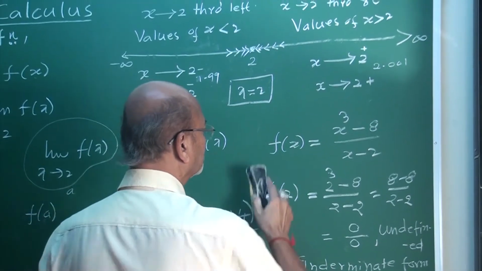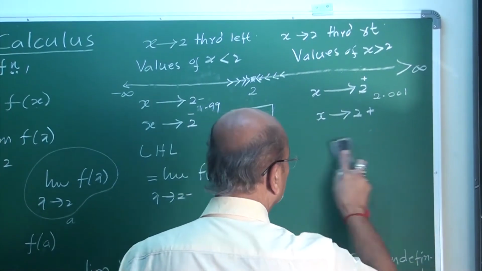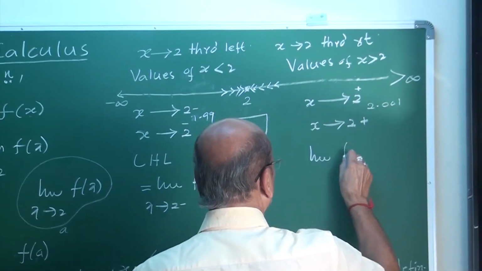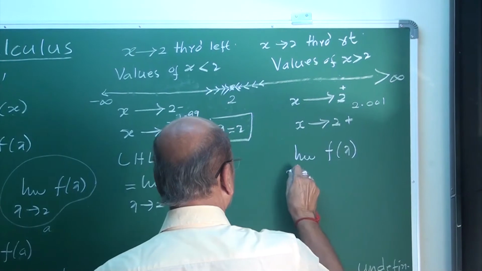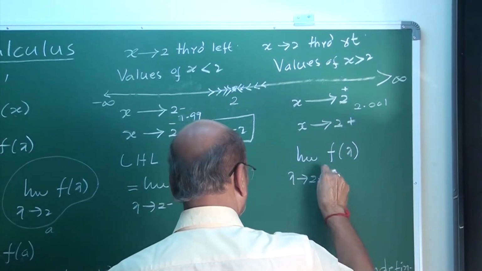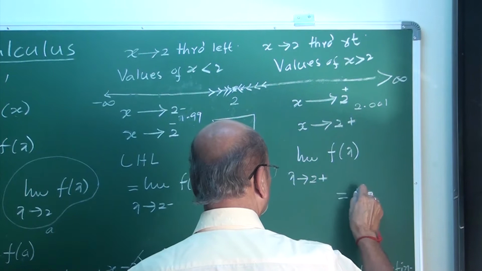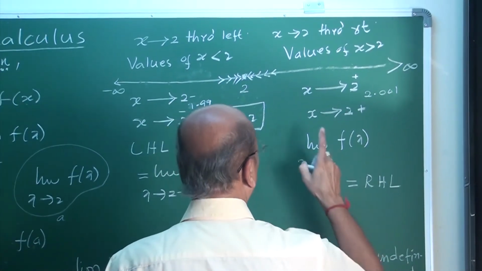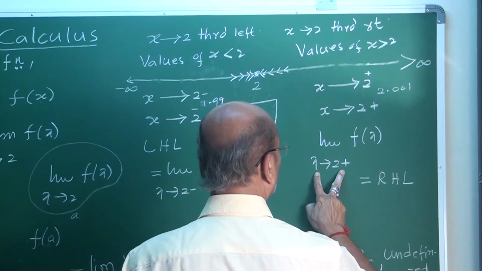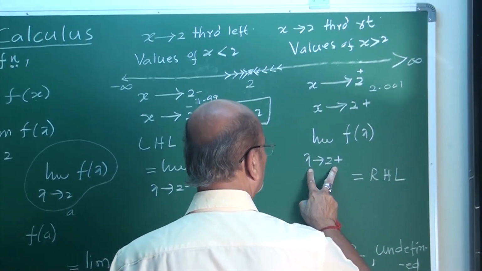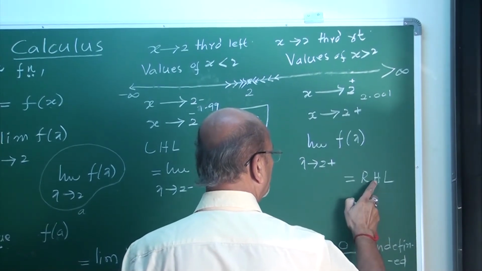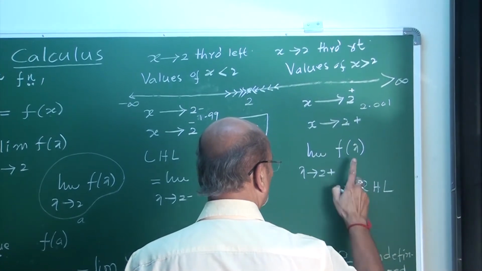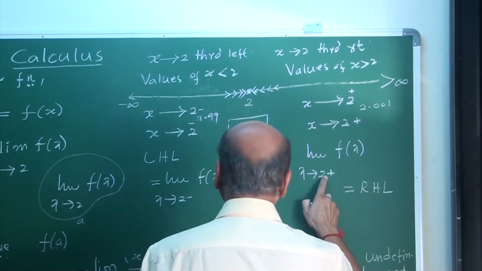Now what about in this case? It is the limit of the function f(x) as x tends to 2 plus, and this is known as RHL, that is, right hand limit. So limit of the function as x tends to 2 plus, if it exists, that limit is called the right hand limit of the function f(x), denoted as RHL equal to limit of f(x) as x tends to 2 plus.